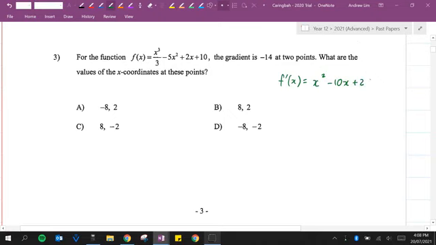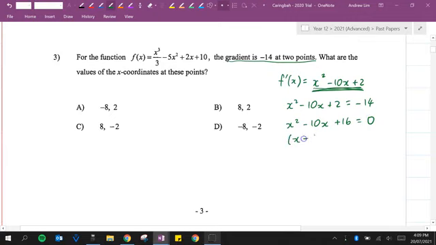So this is the gradient function, which tells us what the gradient is along any point of a curve. So we need to make that equal to negative 14. I'm going to move the negative 14 across, so we've got x squared minus 10x plus 16 is equal to 0. I'm going to factorize this. x minus 8 times x minus 2 is equal to 0. So the x values are 8 and 2. So the answer is B.